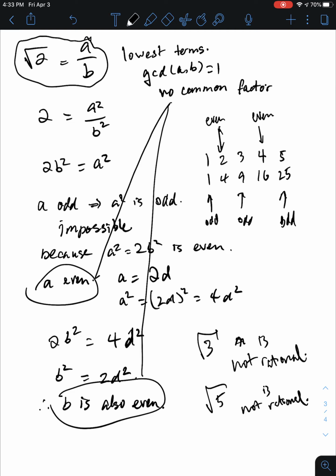And you could pick most other numbers that aren't perfect squares. If you take the square root, it's not rational, and you should be able to find an argument in each case. It'll be just a variation on the argument that I just gave.